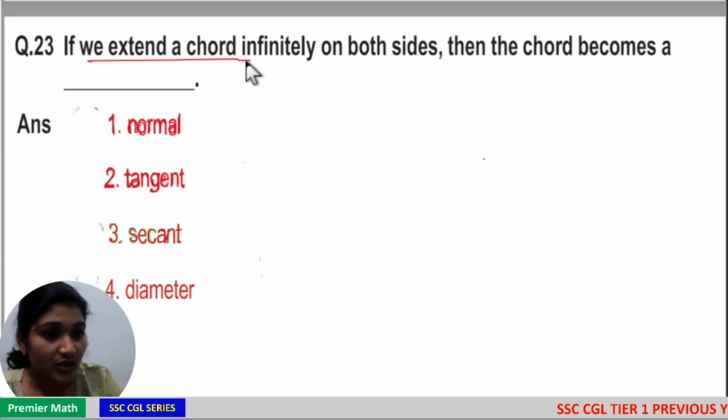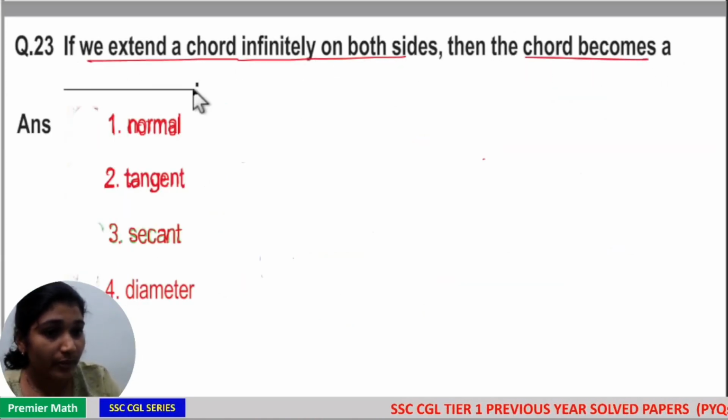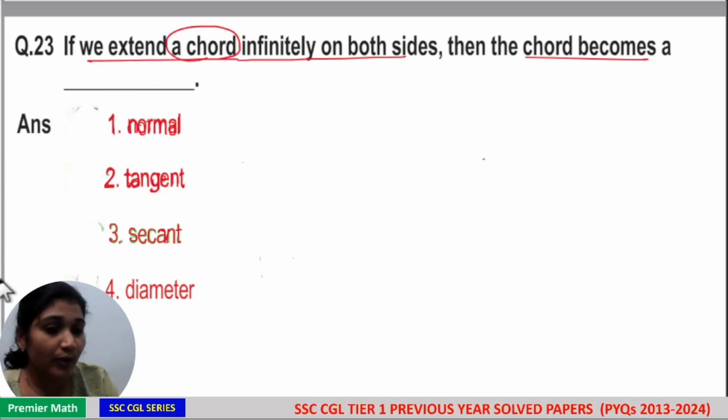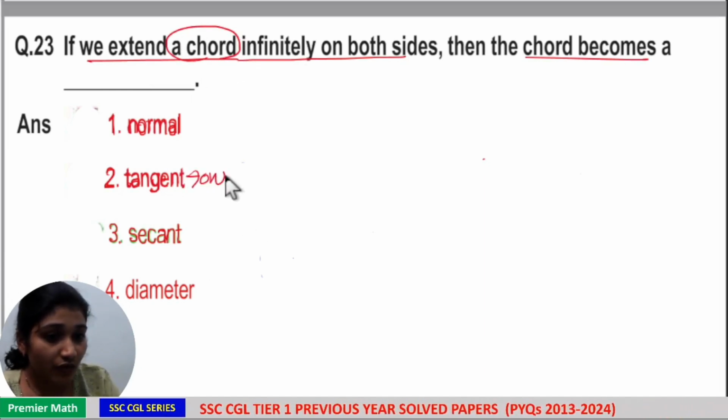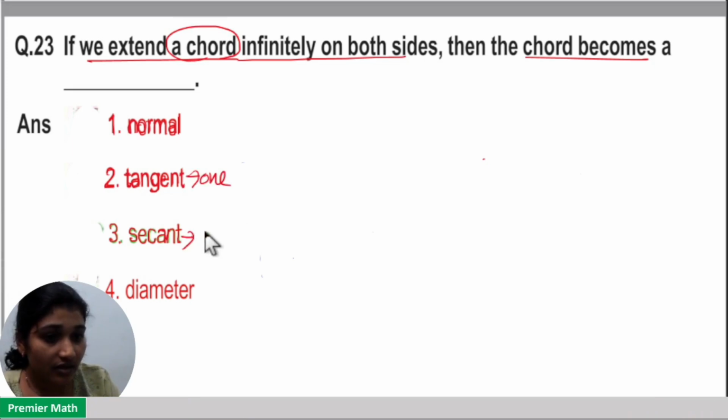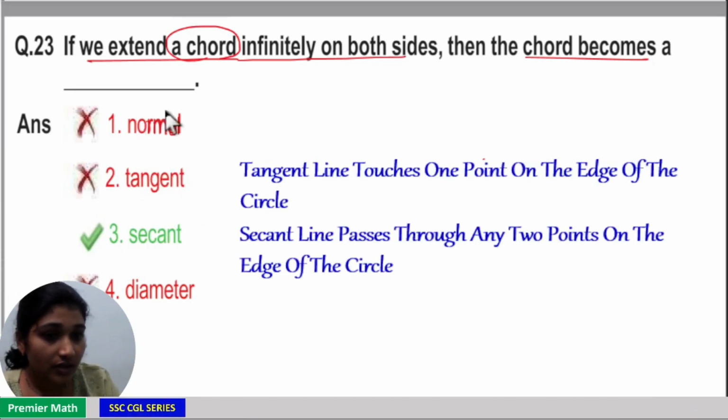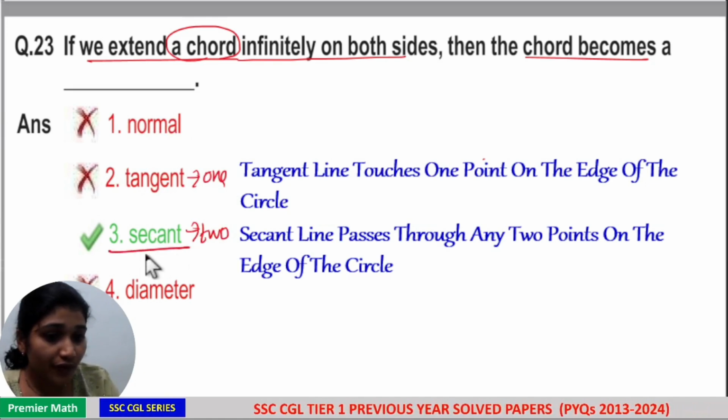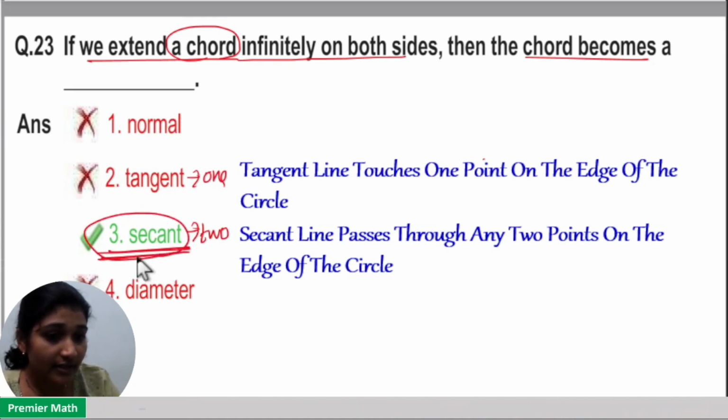If we extend a chord infinitely on both sides, then the chord becomes... here a chord touches 2 points of a circle, a tangent touches only 1 point of a circle, a secant touches 2 points of a circle. So option 3 is your answer, secant. Here, a tangent touches only 1 point and a secant touches 2 points. A line that passes through 2 points of a curve is called a secant line.